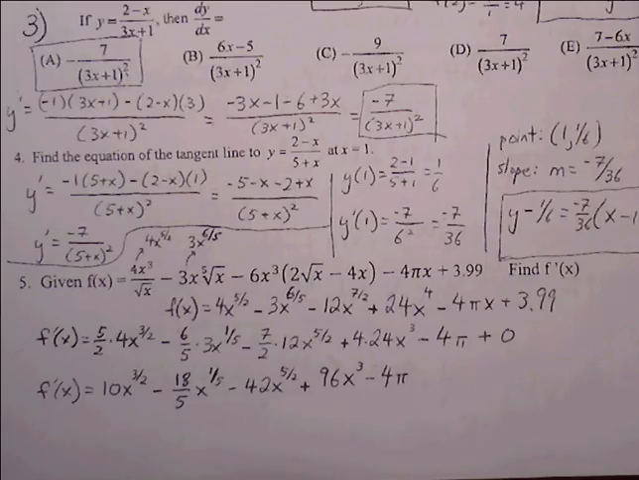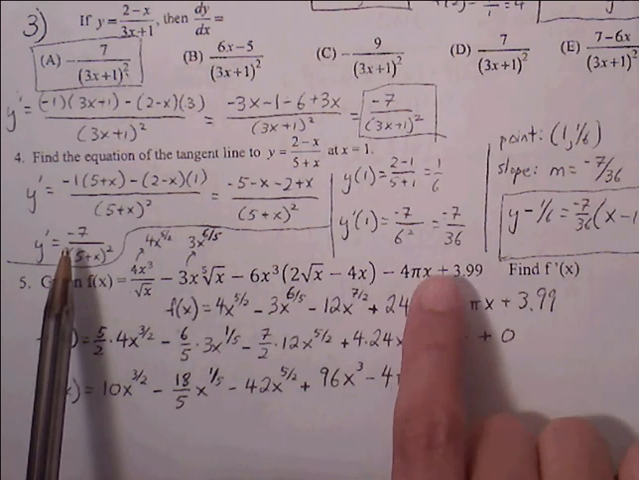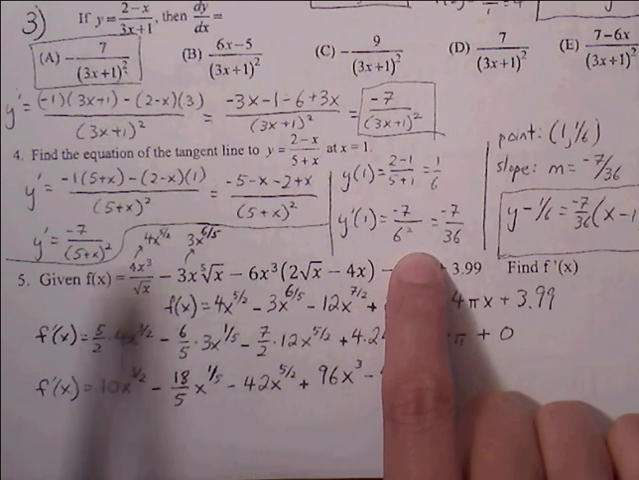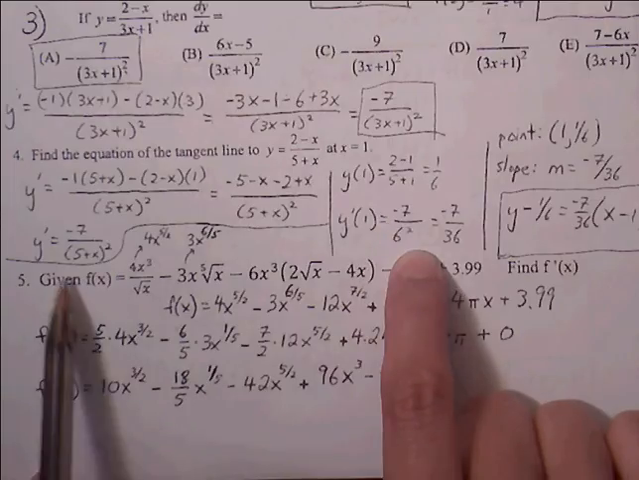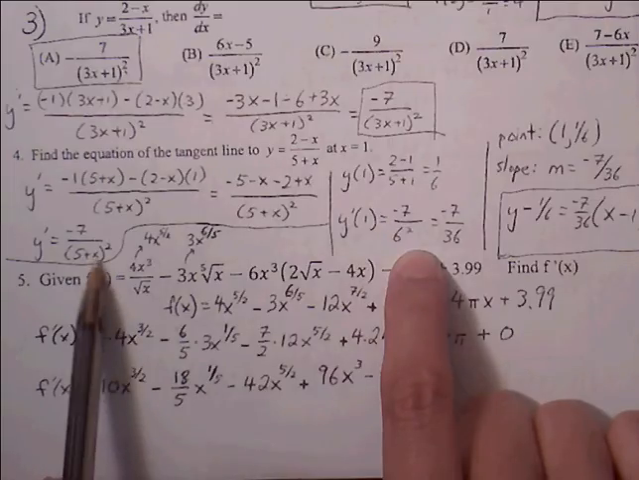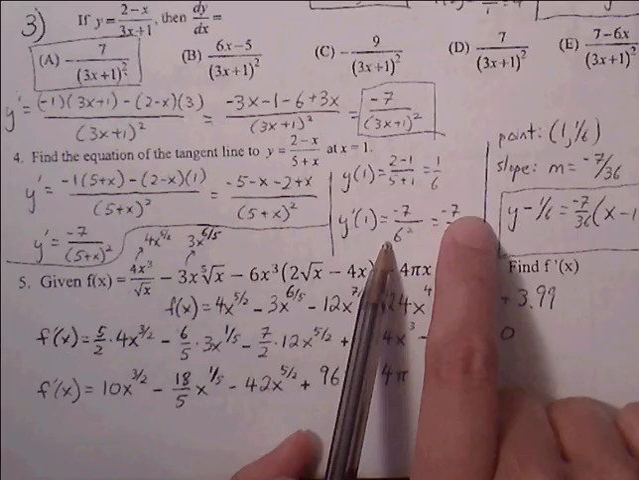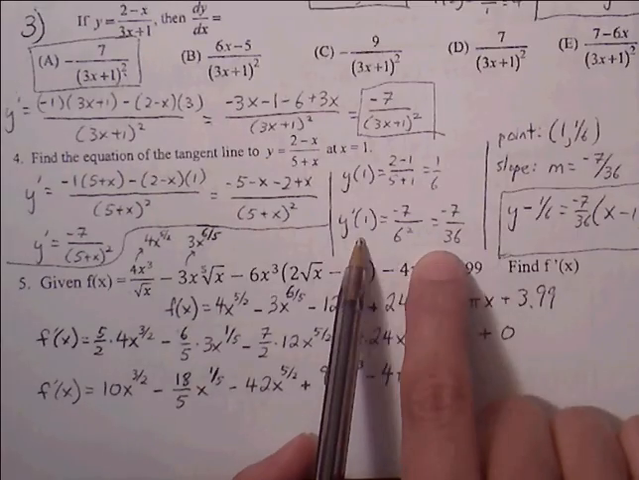Okay, so now if we want to find the slope, we can evaluate the derivative at 1. So if we plug 1 into the derivative, we get negative 7 over (5 plus 1) squared, so 6 squared. So negative 7 over 6 squared is negative 7 over 36. We have our slope.